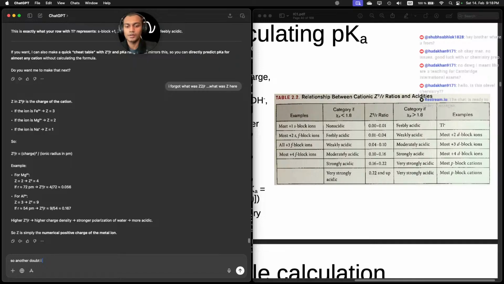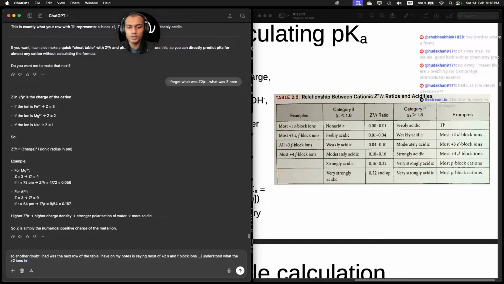Another doubt I had was the next row of the table I have. It's saying most of +2 S and F block ions. I understood what the +2 ions in S block are, that's just group 2. But what is the +2 F block? I'm guessing group 6, but could you explain that?